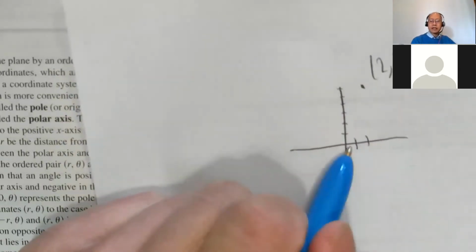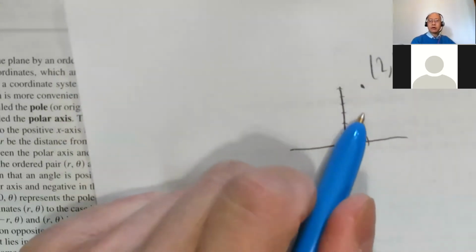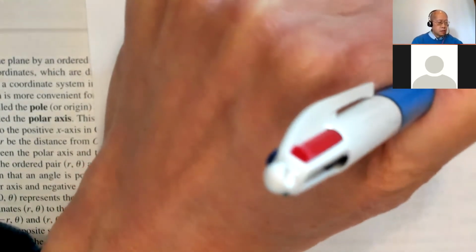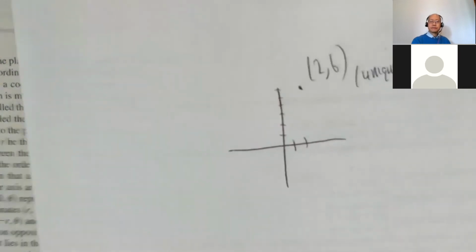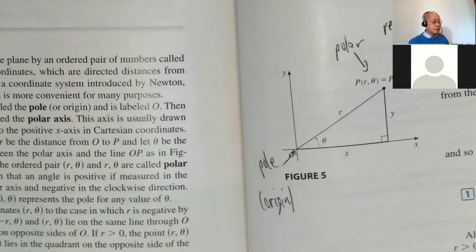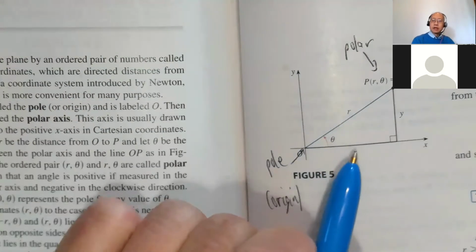How far do I go in the x direction? 2. How far do I go in the y direction? 6. It's unique. However, that's not true for polar coordinates, and that will sometimes foul us up. It'll mess things up.